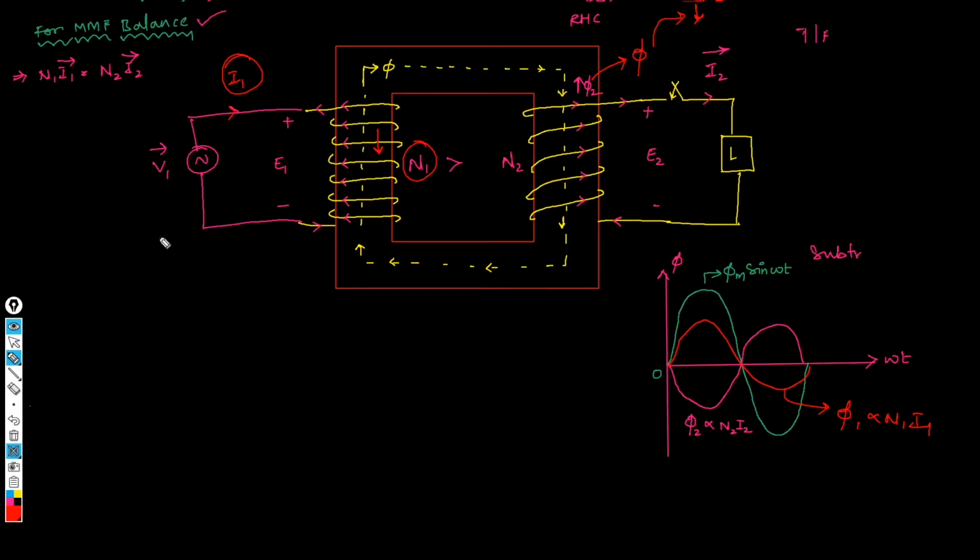Suppose this terminal is indicated as dot here, then the other side, the plus terminal, will also be indicated as dot. Now if you observe here, the current I1 is entering into the dot terminal. From the dot terminal, the current has to leave. This is the main important thing we need to remember. If current enters into dot, then on the other side current must leave from dot.